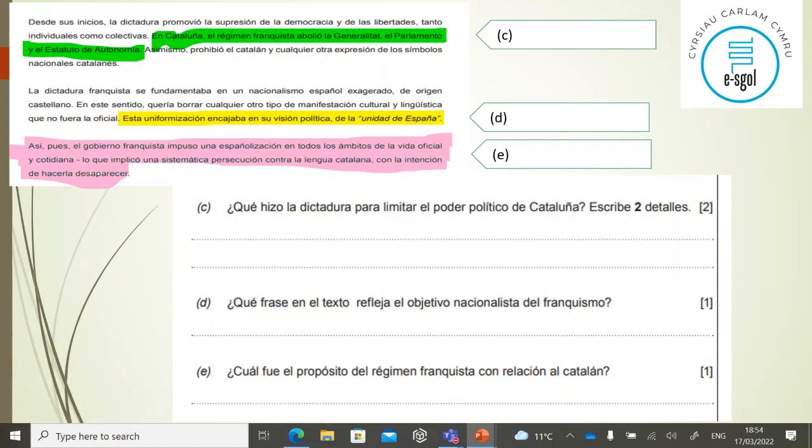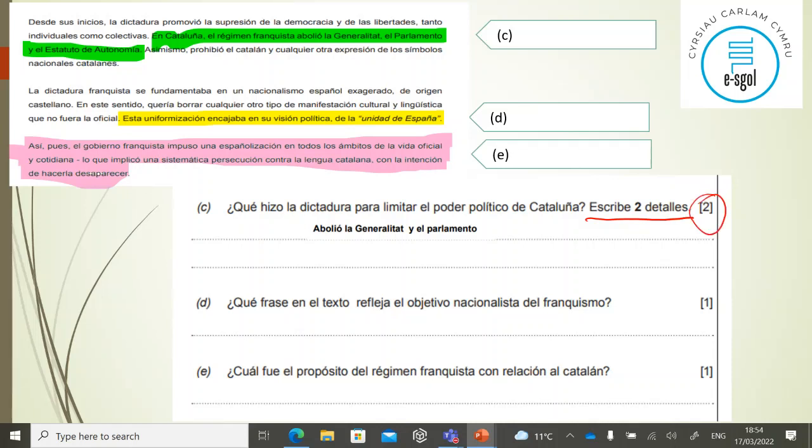Question C. ¿Qué hizo la dictadura para limitar el poder político de Cataluña? So you need now to write true details. Have a go. Try to answer now that you spotted it. What did the dictatorship do to limit the political power of Catalonia? Abolió la Generalidad y el Parlamento. So, dos detalles, two details.